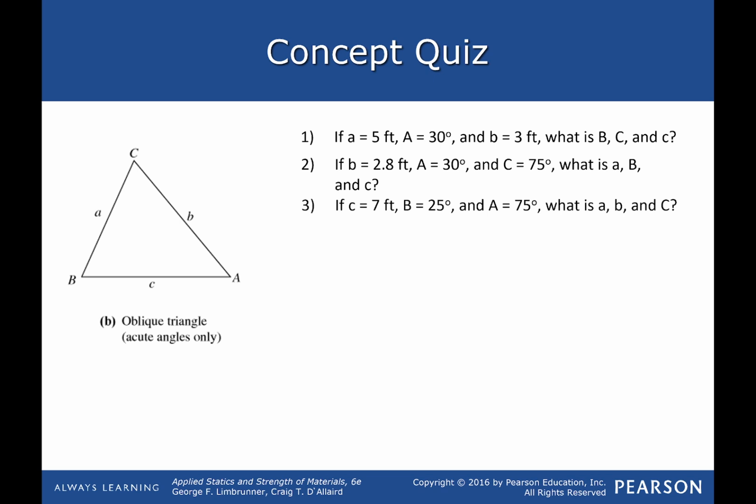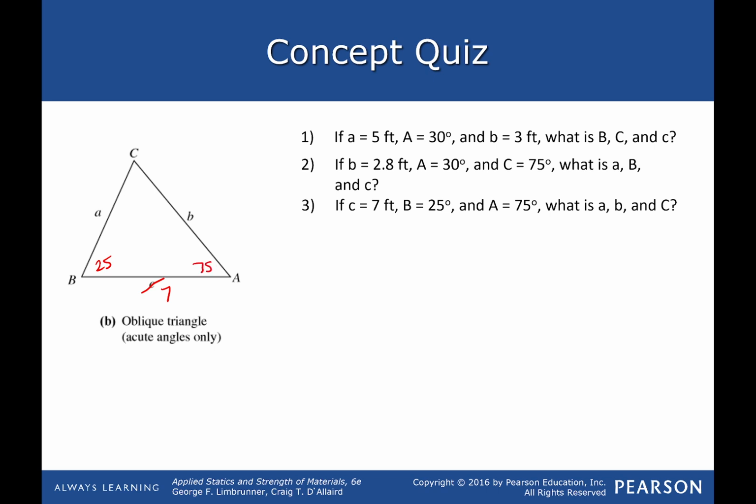If C is 7 feet, B is 25 degrees, and A is 75 degrees, what are A, B, and C? My goodness, they're making us do so much. I say by they, it's me. I'm the one who made this. So B is equal to 25. Okay. A is 75.